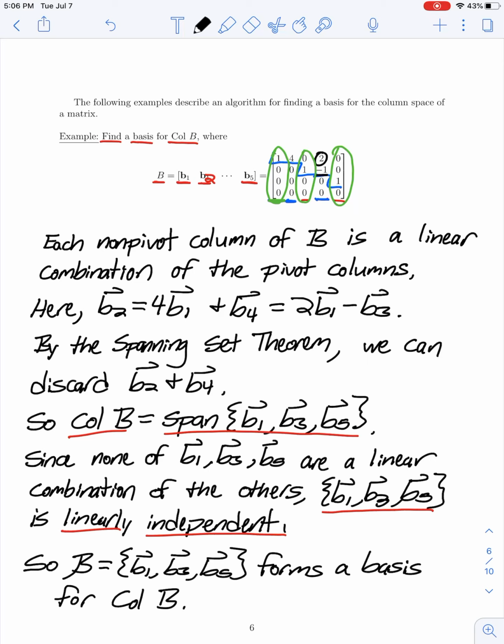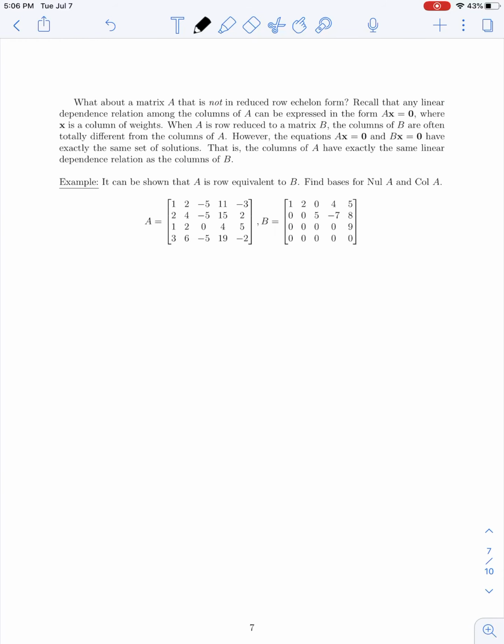So we see here that this example gives us an outline for how to find the basis for the column space of a matrix. Now in that first example, the matrix B that we were given was in row echelon form, in particular reduced row echelon form. We could write any of the non-pivot columns as a linear combination of the others.